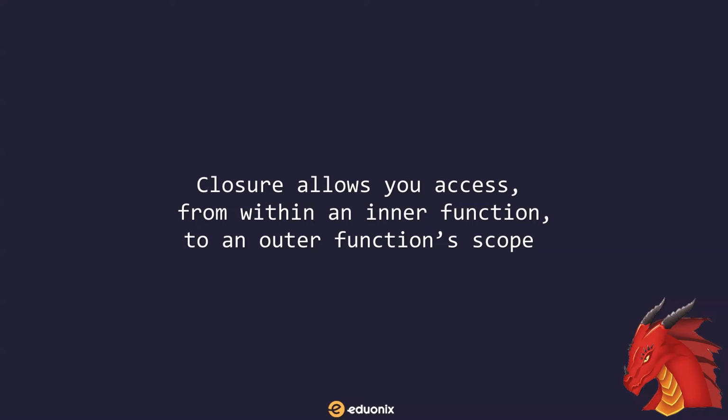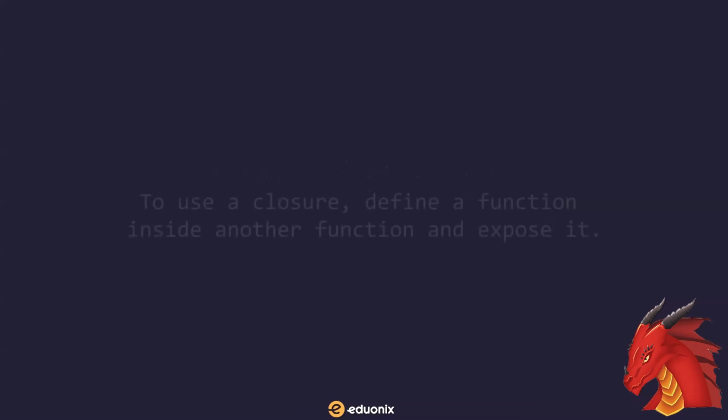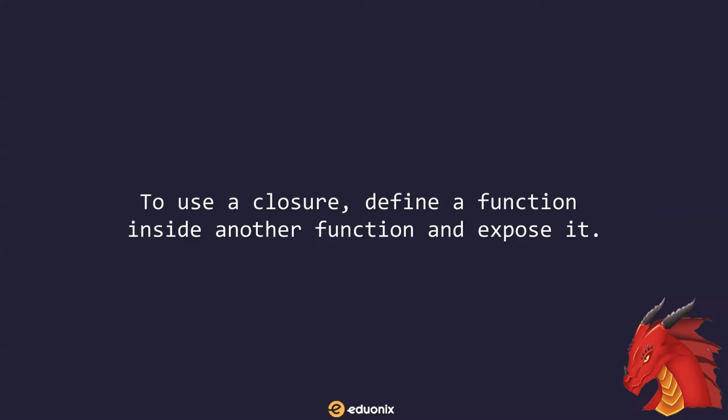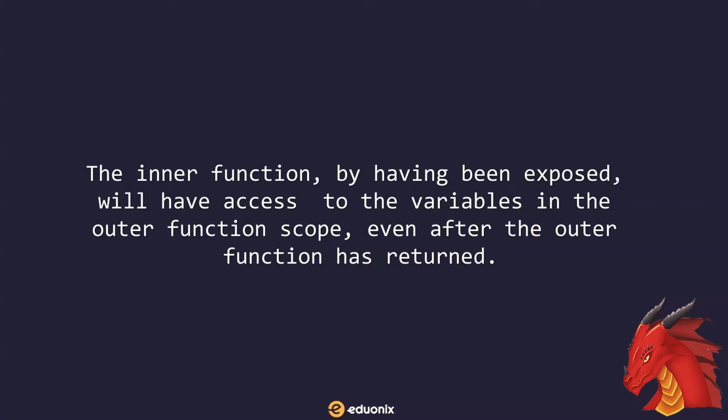In other words, a closure allows us access from within an inner function to an outer function scope. In JavaScript, closures are created every time a function is created, and always at function creation time. To use a closure, define a function inside another function and expose it. Exposing a function is to return it or pass it to another function. The inner function, having been exposed, will have access to the variables in the outer function scope, even after the outer function has returned.